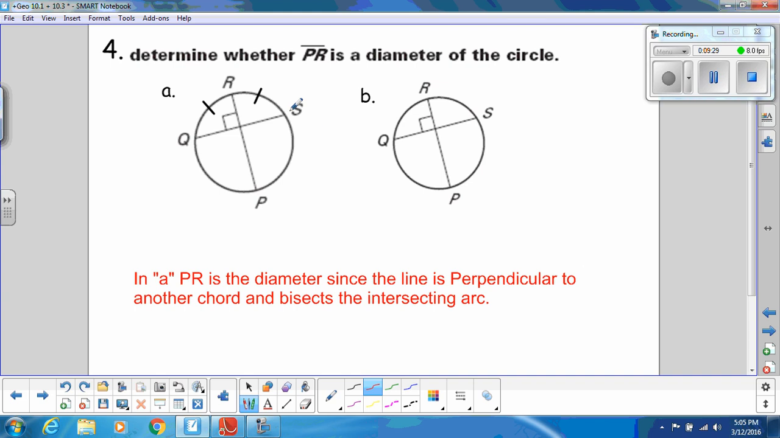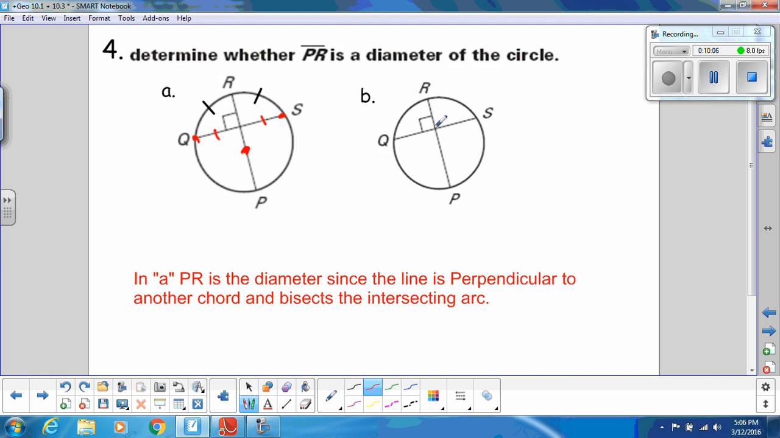Okay, so let's look at this one. We're going to determine whether PR is a diameter of the circle. So remember, a diameter has to go through the center. And here we are seeing that PR is perpendicular to this chord QS. We have these two arcs that are congruent, which means that these two segments are congruent. And that means RP is a perpendicular bisector, so that would mean that this has to go through the center. So PR has to be a diameter.